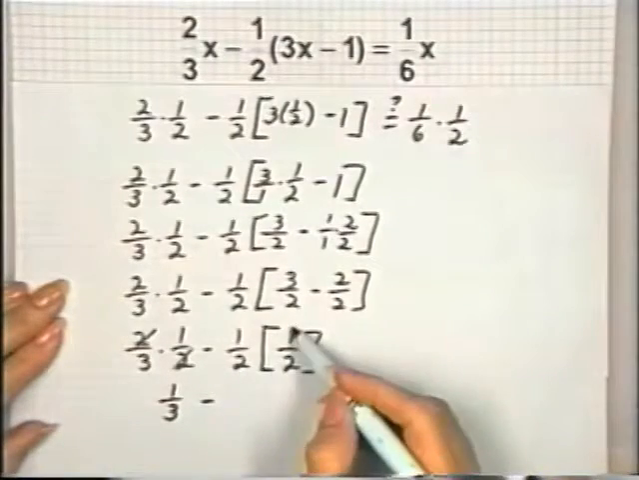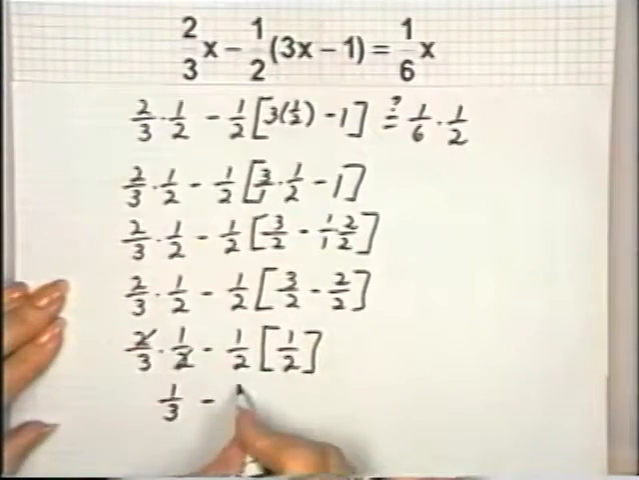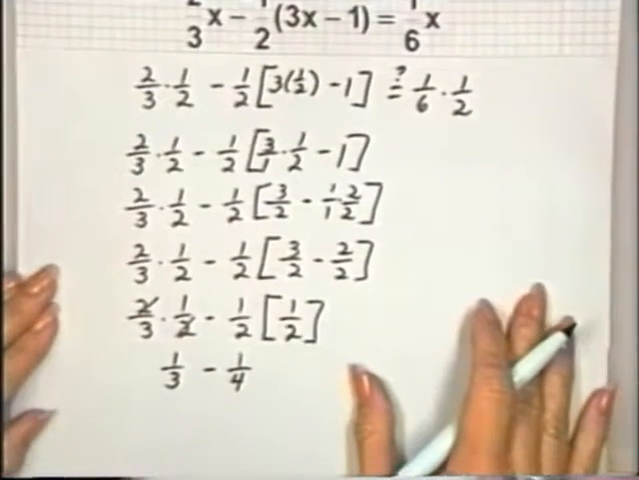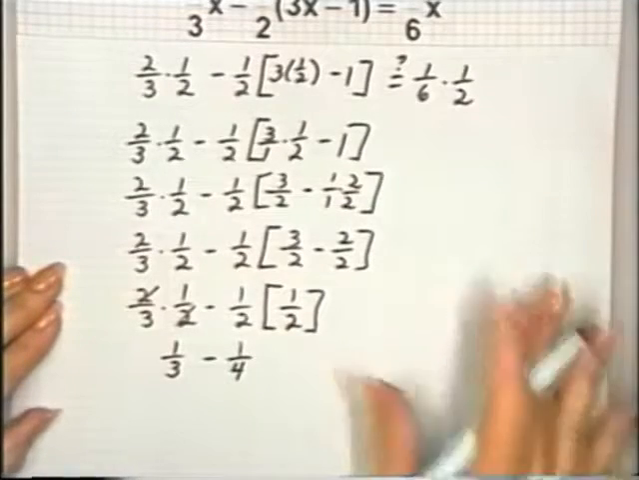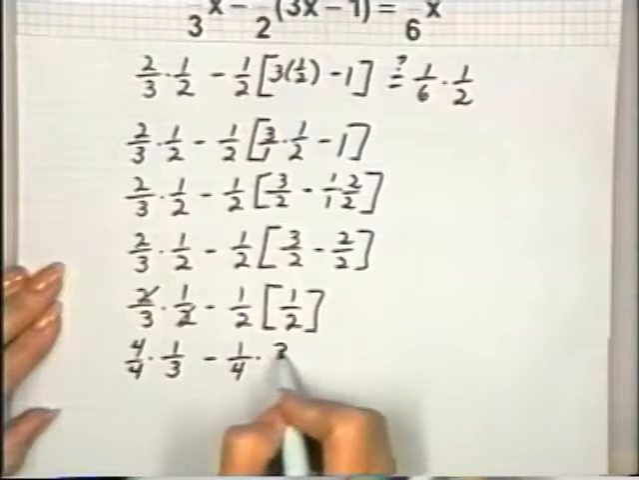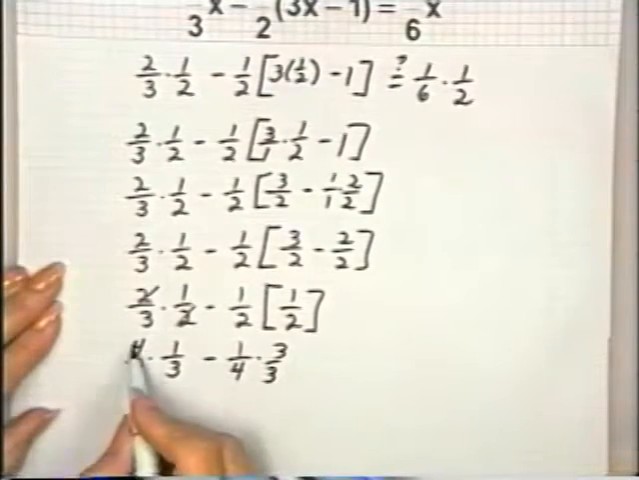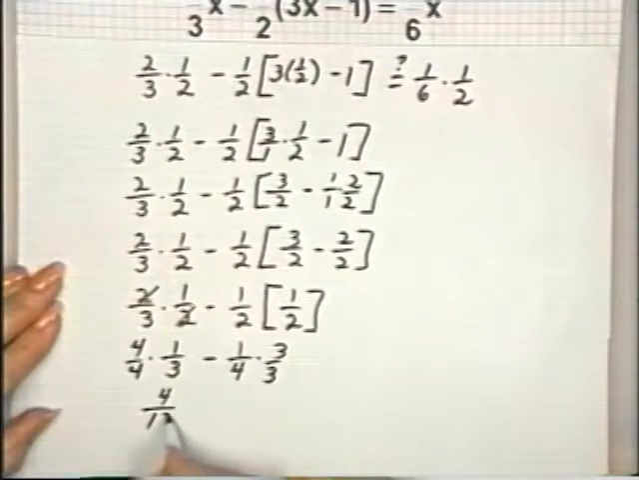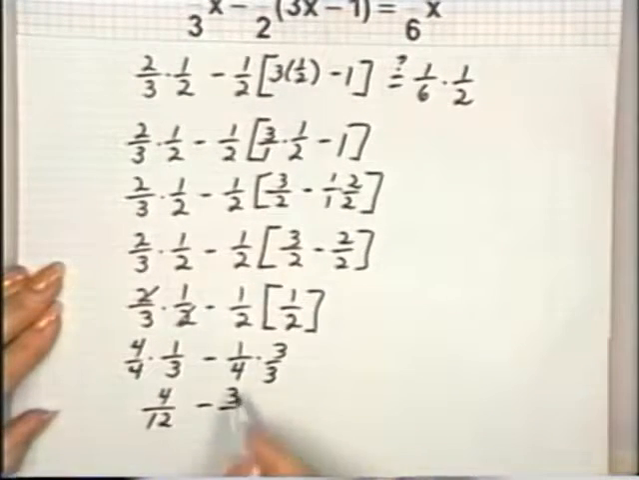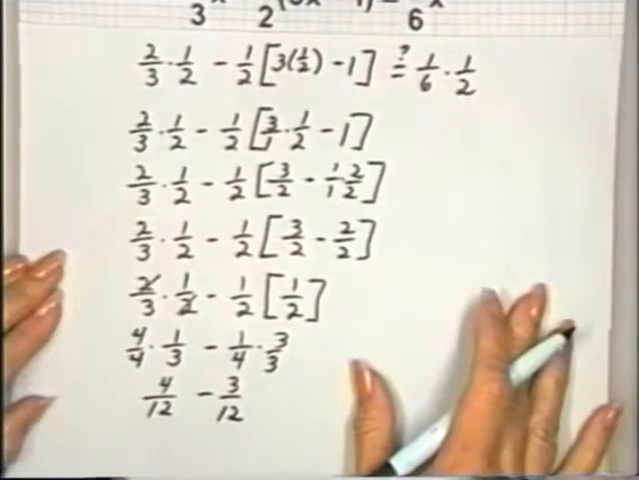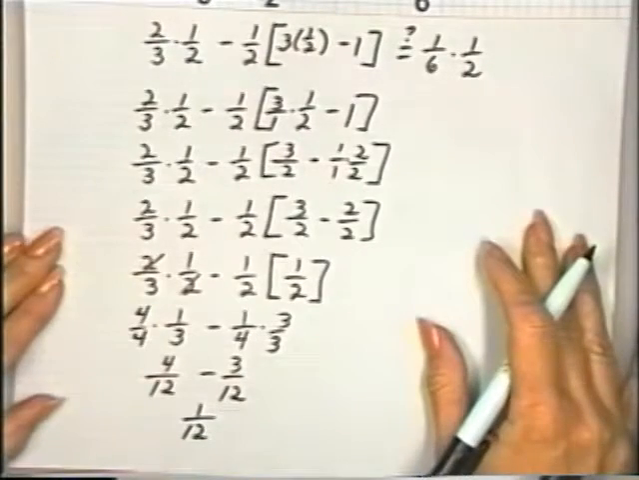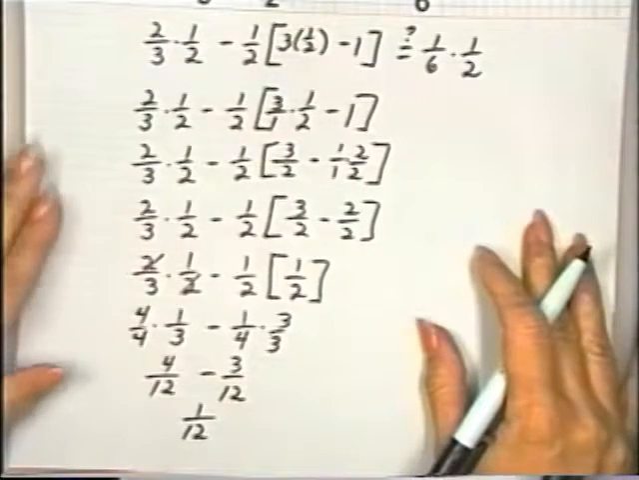Subtract 1/2 times 1/2. 1 times 1 is 1. 2 times 2 is 4. To subtract these fractions, I need an LCD, which is 12. I will multiply the 1/3 by 4/4, the 1/4 by 3/3. 4 times 1 is 4. 4 times 3 is 12. Subtract 1 times 3 is 3. 4 times 3 is 12. 4 twelfths, subtract 3 twelfths, gives me 1/12 for the left side of the equation.